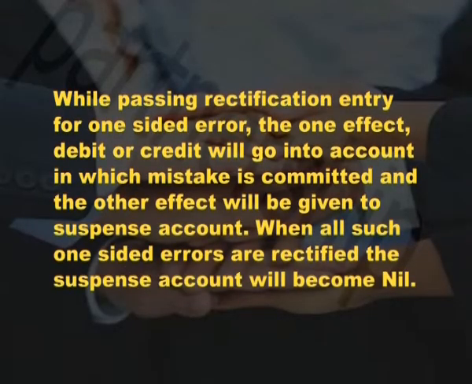While passing rectification entry for one-sided error, the one effect, debit or credit, will go into the account in which the mistake is committed and the other effect will be given to suspense account. When all such one-sided errors are rectified, the suspense account will become nil. While rectifying double-sided errors, suspense account will not be affected.